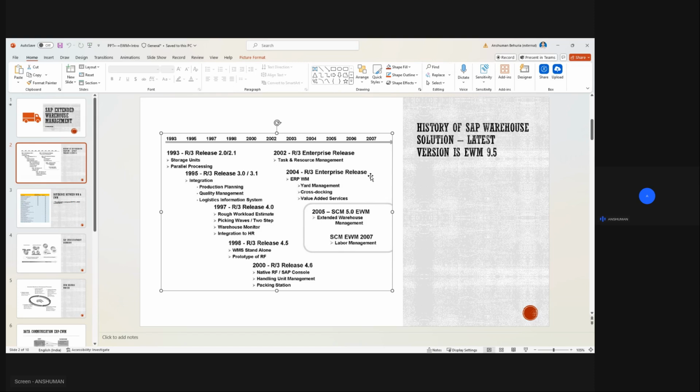From 2020, the S4 HANA 2020 version, it is introduced as an embedded system. Embedded system means that with your SAP S4 HANA system, you can use extended warehouse management directly. That was introduced in S4 HANA 2020. Before that, if anyone was using the SAP EWM system, it was a separate system.